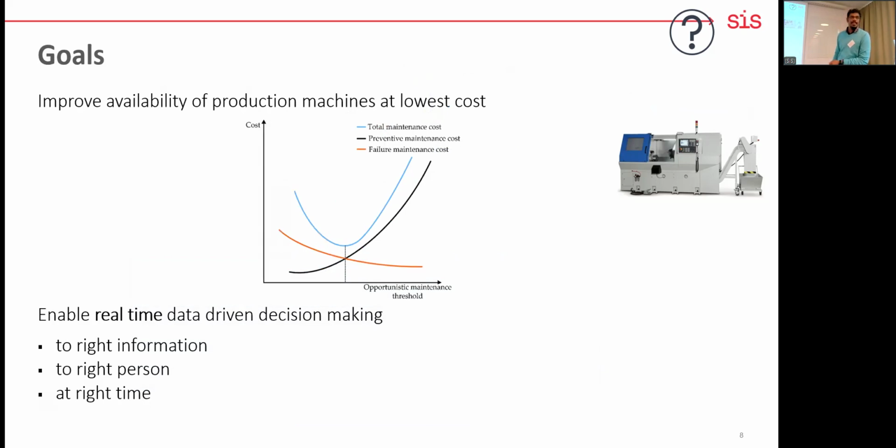So machines fail for a number of reasons. We cannot predict the machine failure. So what do we have to do?